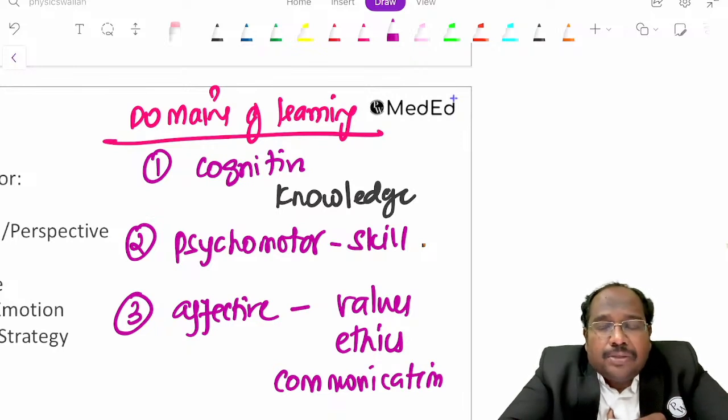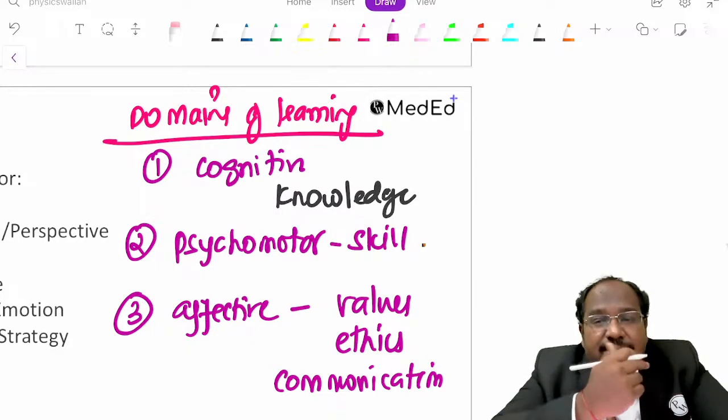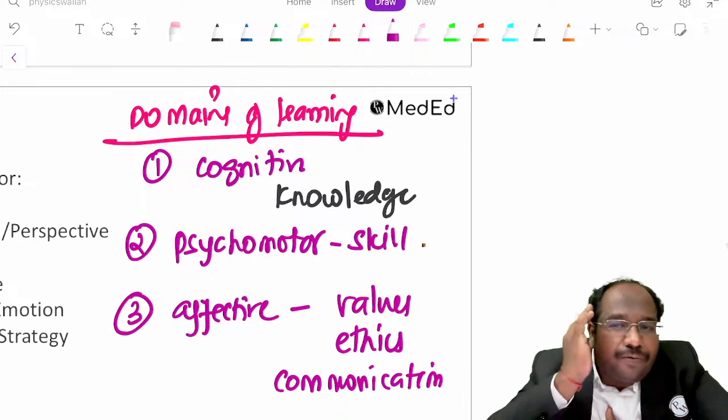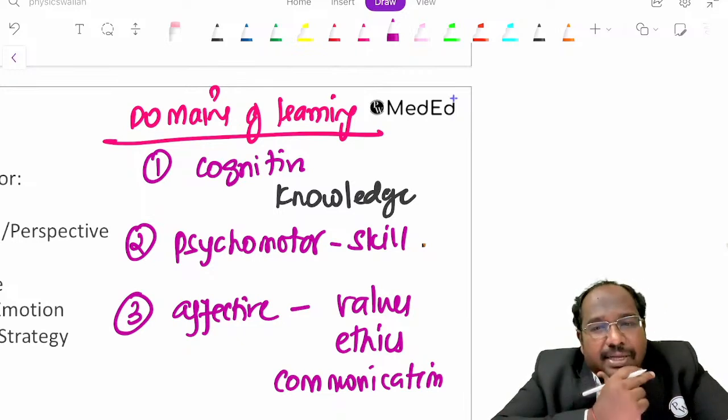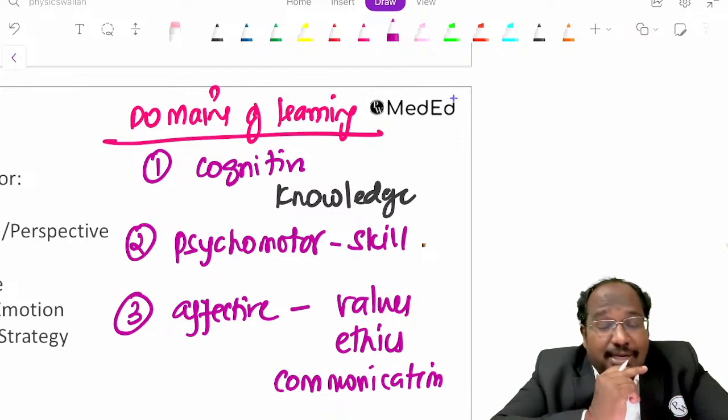Second, I'm asking a student to demonstrate how to do a percussion or how to check blood pressure in a patient. You show it to me. Even though knowledge is required for that, what I'm checking here is the psychomotor domain, that is skills, whether you are able to do it or not.